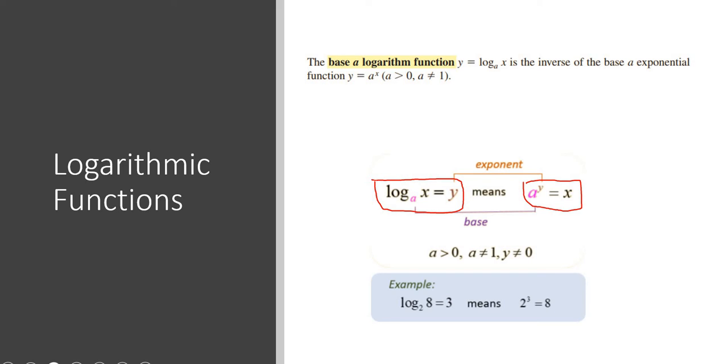A quick example of that: if we have log base 2 of 8 is equal to 3, that means that 2 raised to the 3 is equal to 8. So it's basically just rewriting exponents in a different way. And this becomes useful later on in calculus because sometimes we need to use this notation as opposed to a standard exponent.